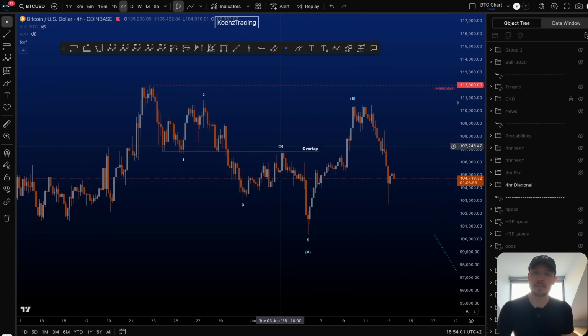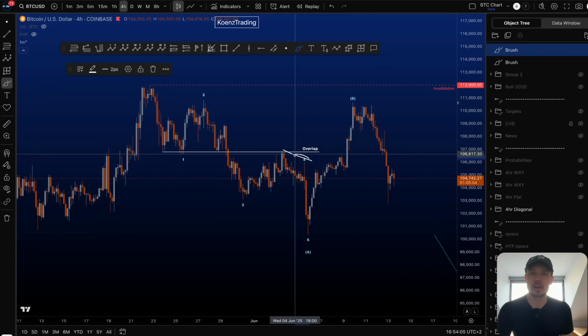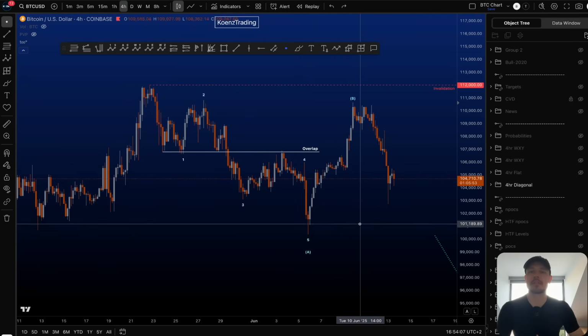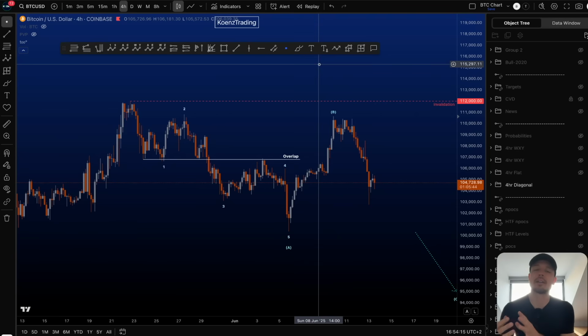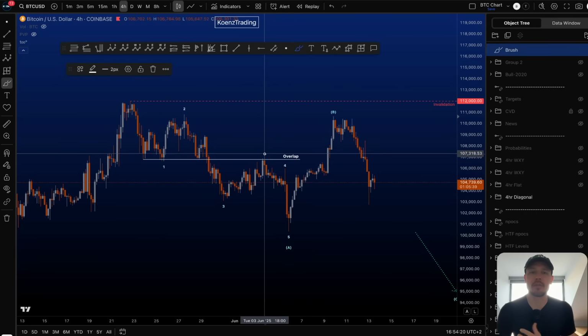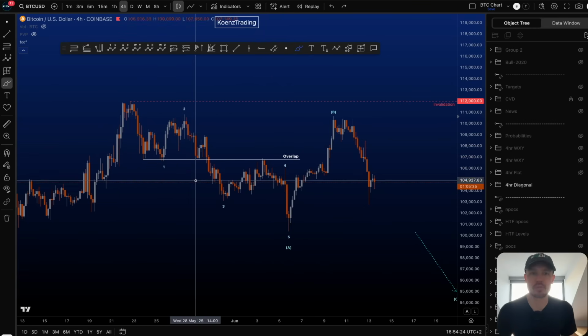Now alternatively, you would need to end wave 4 at the lower high over here, right? Because as mentioned in the update yesterday as well, there is a bit of a gray area which states that the price section of a wave 4 may overlap with a wave 1 as long as wave 4 does not end overlapping with wave 1.